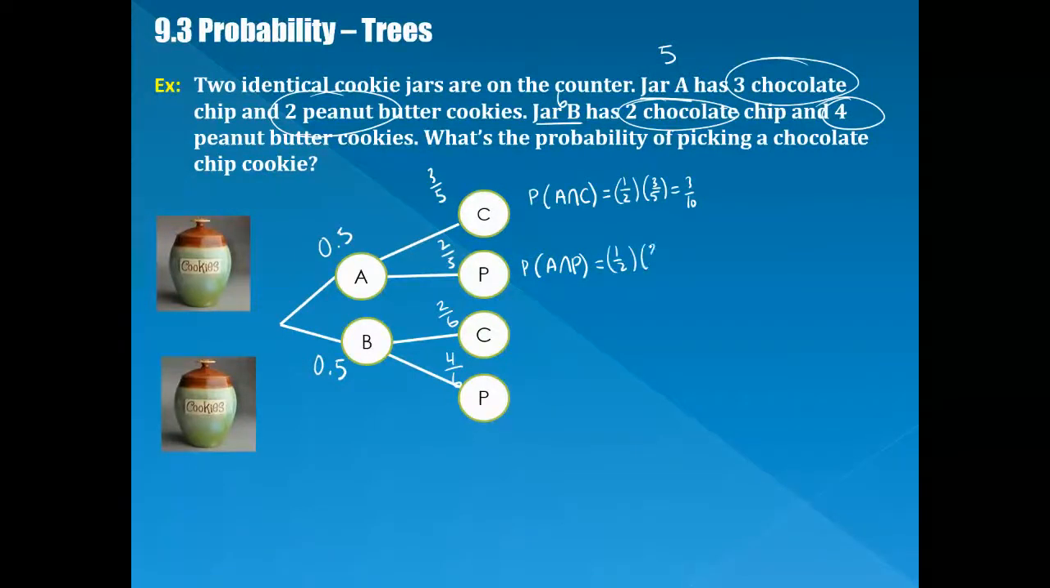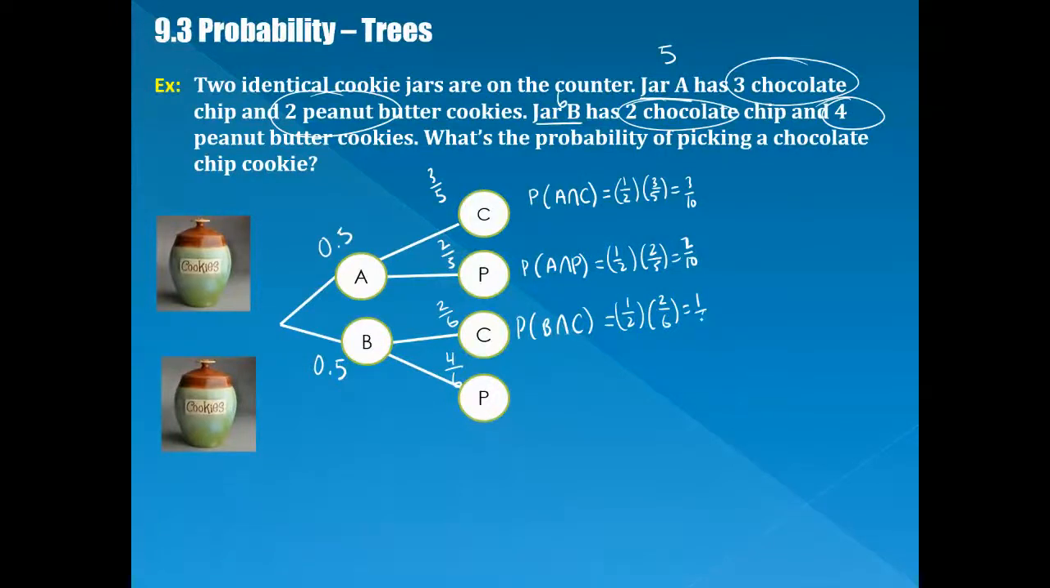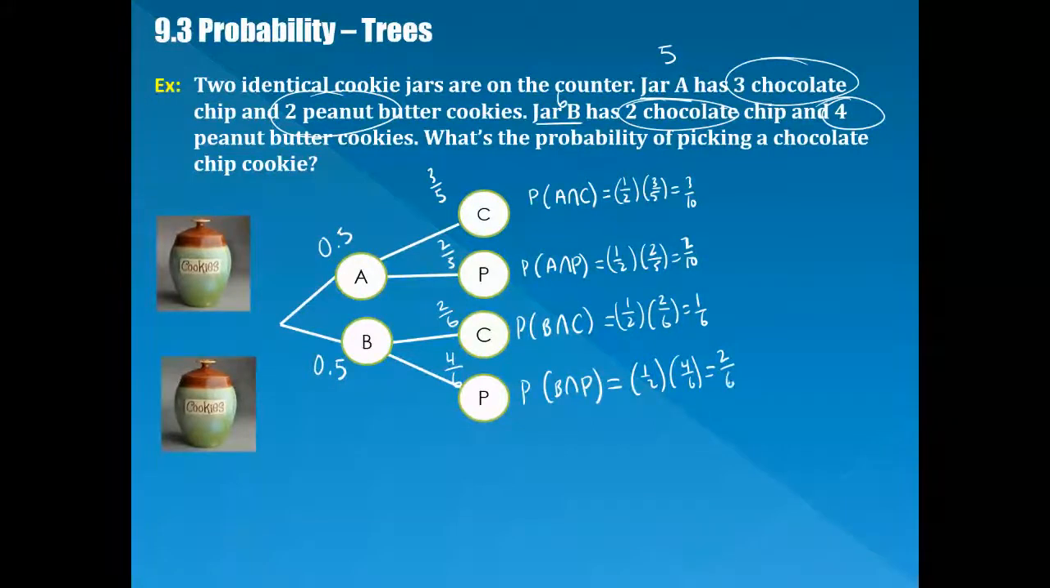1/2 times 2/5, 1/5. Well, I'll write it as 2/10 so we can see it better. The probability of picking jar B and a chocolate chip, the intersection of those two, right? 1/2 times 2/6, 1/6. I guess I didn't need to do that then. That's fine. The probability of B and peanut butter, 1/2 times 4/6. What is that? 1/3, 2/6?